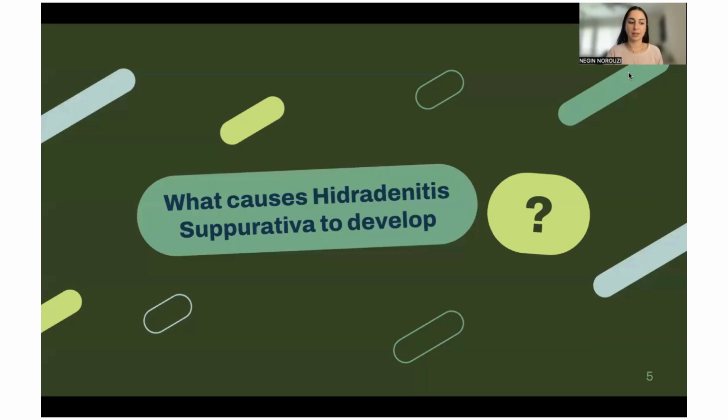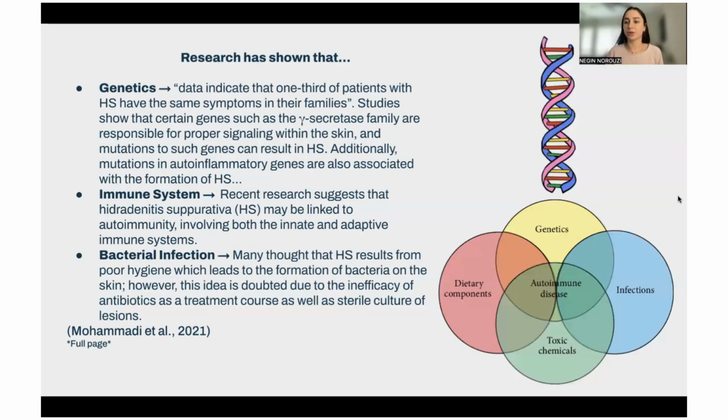What causes HS to develop is the next question. Although studies are not completely sure where HS comes from, we have somewhat of an idea, and the main ones include our immune system and genetics. Studies have shown that parents who have this disease are very likely to pass it on to the next generation, their kids. And many other studies have shown that different genes, including the gamma secretase family, as well as mutations in autoinflammatory genes, can result in HS, which makes this disease partially an autoimmune disease as well.